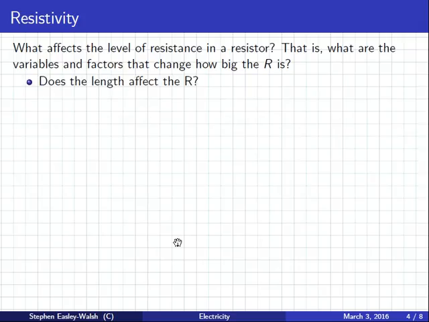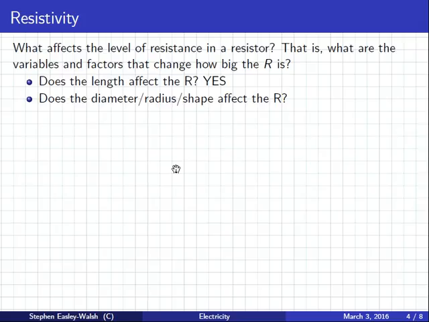So, let's do it bit by bit. Do you think the length changes the resistance? If you make it longer, do you get more or less resistance? More resistance, okay. The answer is yes, it does affect it. Do you think the diameter affects it? The diameter is how fat it is. So if the diameter is bigger or smaller, will that change the resistance? Yes. Do you think the type of material, if it's made of wood or if it's made of plastic, will that affect it?